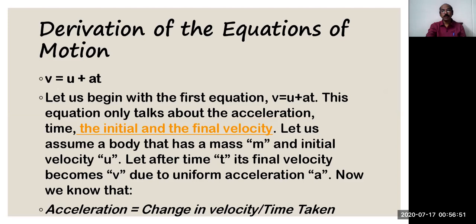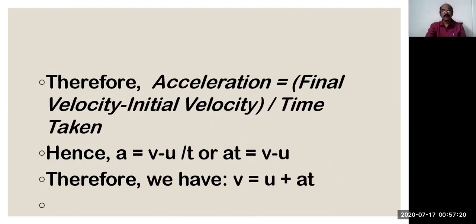Let us assume a body that has a mass m and initial velocity u. Let after time t its final velocity become v due to uniform acceleration a bar. Now we know that acceleration is the rate of change of velocity. Therefore, acceleration is equal to the change in velocity by time taken. Change in velocity means final velocity minus initial velocity. Therefore, acceleration is equal to final velocity minus initial velocity by time, that is, the rate of change of velocity.